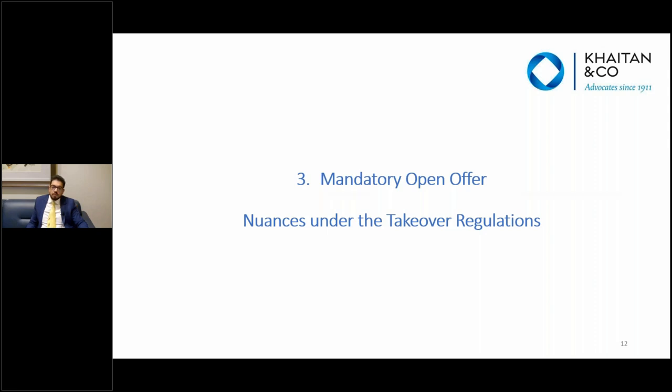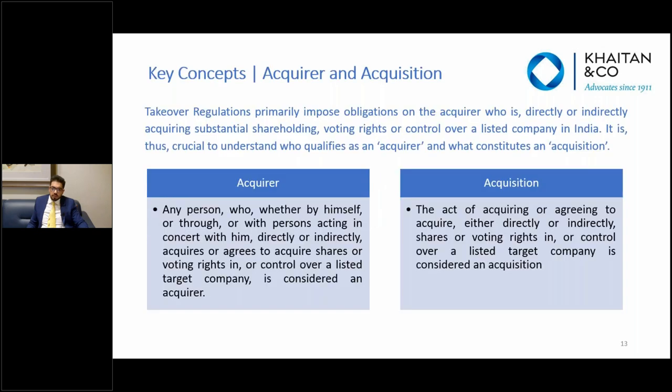Now, before we get into more detail, I want to very briefly discuss a few key concepts. One is the acquirer, obviously. So anybody who is acquiring or agreeing to acquire shares or voting rights beyond the prescribed thresholds or acquire control will constitute an acquirer. It also will include persons acting in concert with him when calculating the threshold.